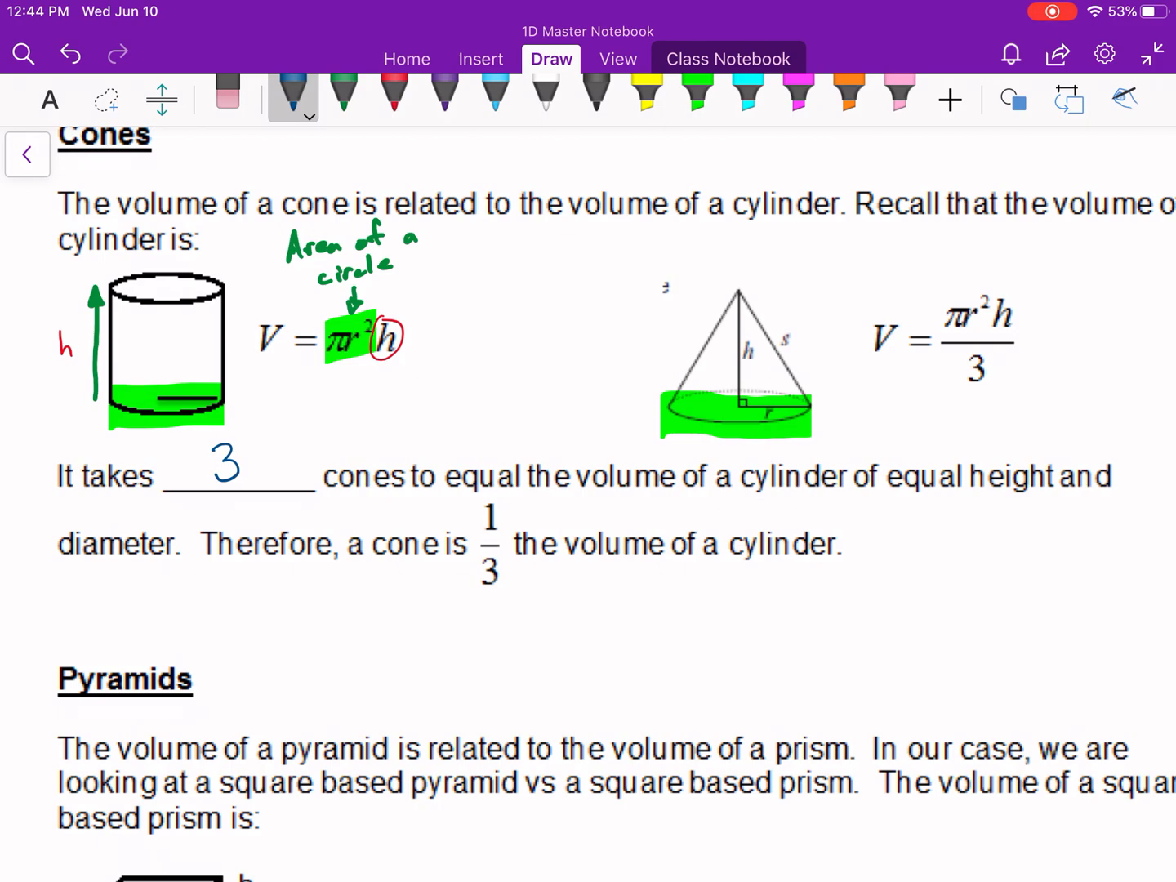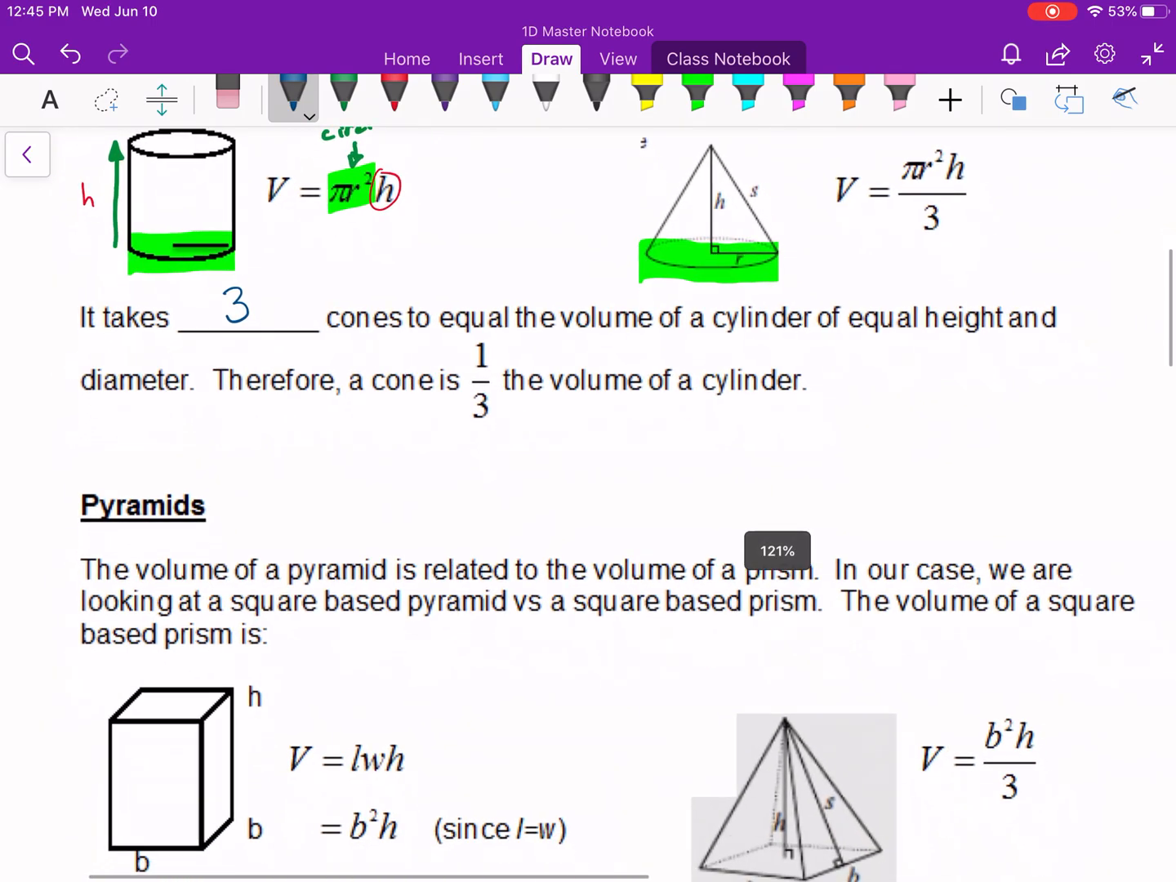Imagine now we go back to some empty containers. One's the shape of a cylinder, one's the shape of a cone. If I filled up the cone one with water, poured it into the empty cylinder one, it would take exactly 3 conefuls of water to fill up that cylinder.